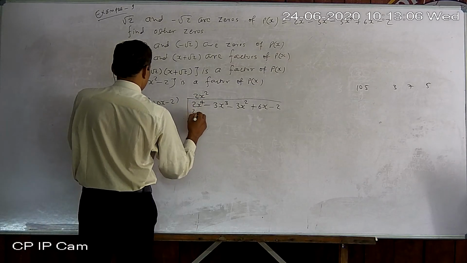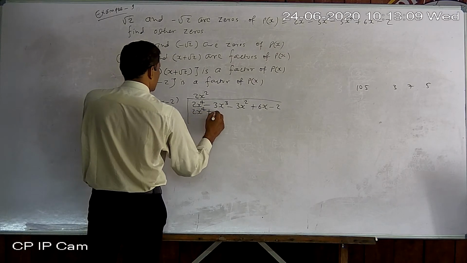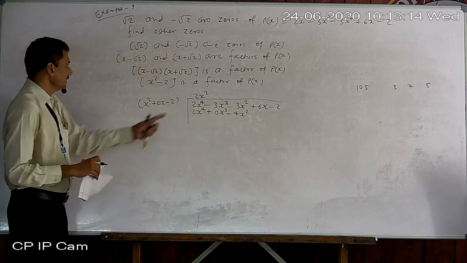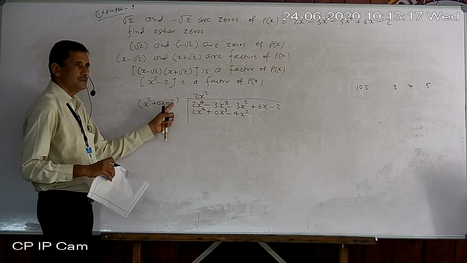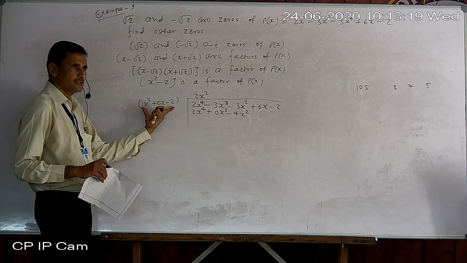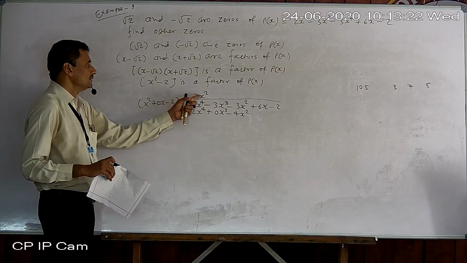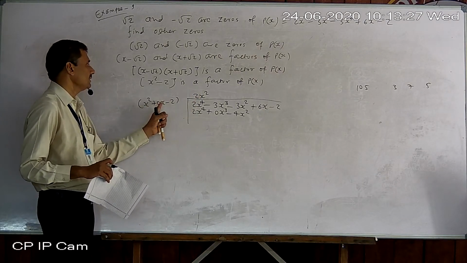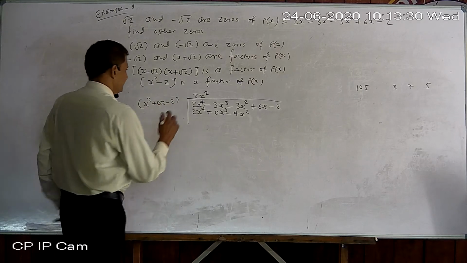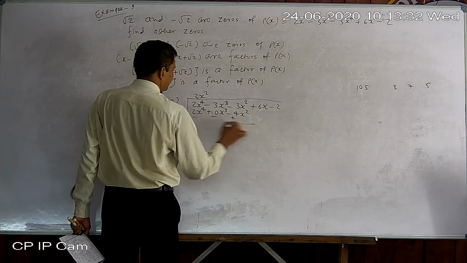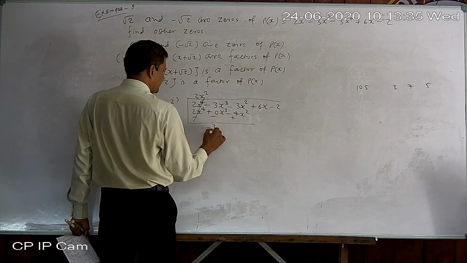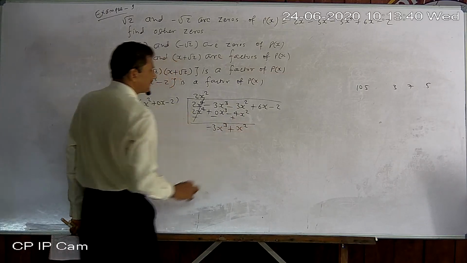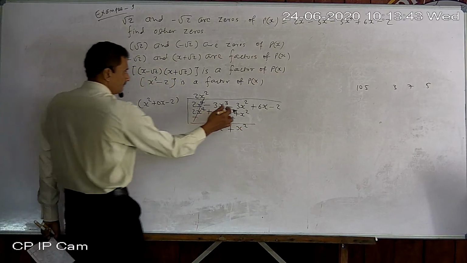Now multiply 2x square into each term: 2x4 plus 0x cube minus 4x square. Multiply with each and every term inside the bracket. Your bracket should be there, so that you remember that this term is multiplied by all the given terms. Now change the signs. Minus 3x cube is left, and here plus 4 minus 3, plus 1x square is left. Okay, minus 3 plus 4.